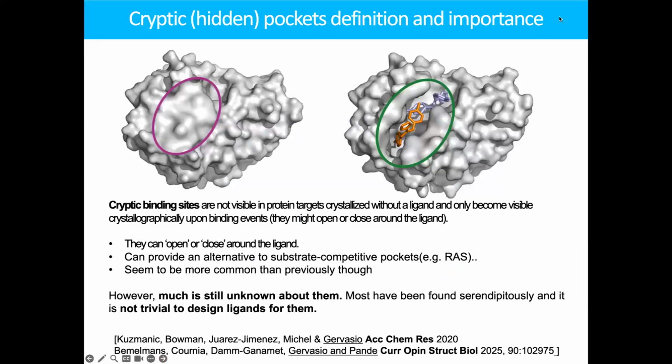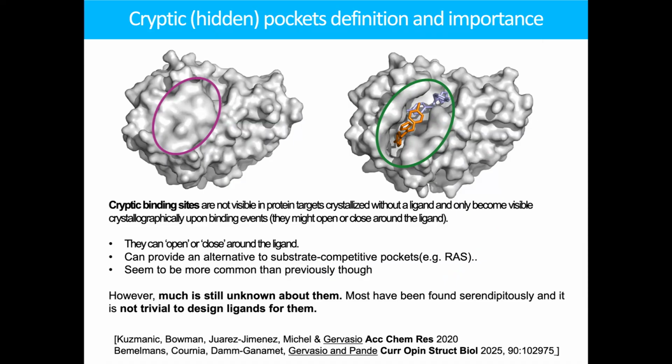So, a clear example of a cryptic pocket. This is an enzyme where you see that between these two helices there is no cavity. However, crystal structures have shown in a completely unexpected way, serendipitously, that you can actually bind two small ligands at this interface. So this is a typical cryptic binding site. And their definition is a bit fuzzy.